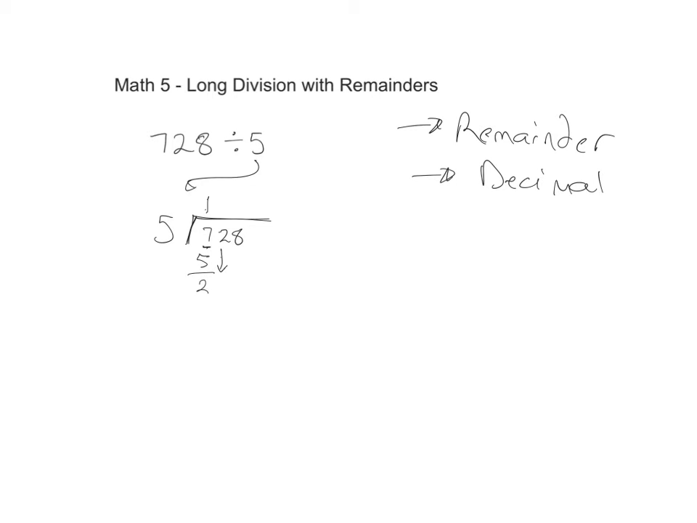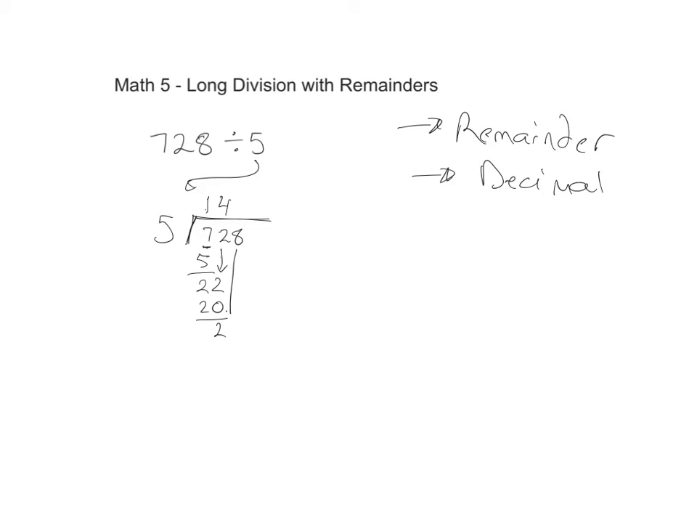Now we bring down the next number, and you can see we have 22 here. If I divide it into 5 groups, how much is in each group? You'll start thinking of your multiples: 5, 10, 15, 20. So 5 times 4 is 20. 5 times 5 is 25, that's too many. So we're going to have 4 in each group, because 4 times 5 is 20. And again, we're left with 2.